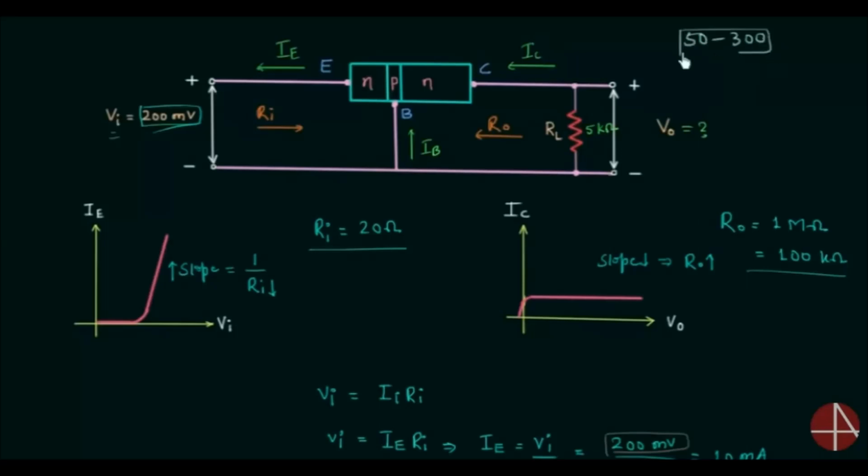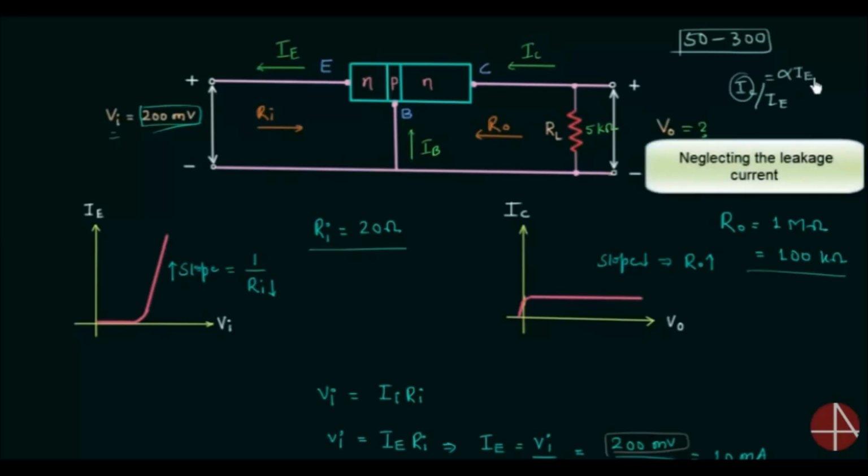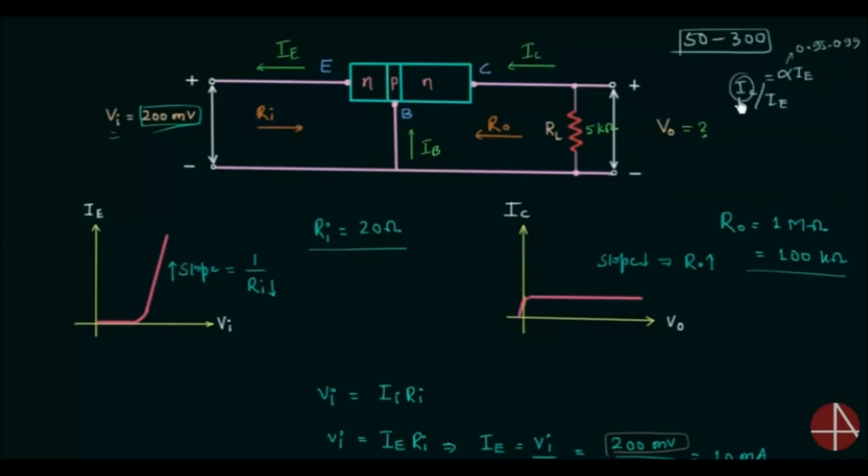This is for the voltage amplification, and in case of current amplification, it is always less than 1, because current amplification is IC divided by IE. IC is equal to alpha times IE. Alpha is from 0.95 to 0.99. This means IC is smaller than IE, and because of this, the amplification of current is always less than 1.